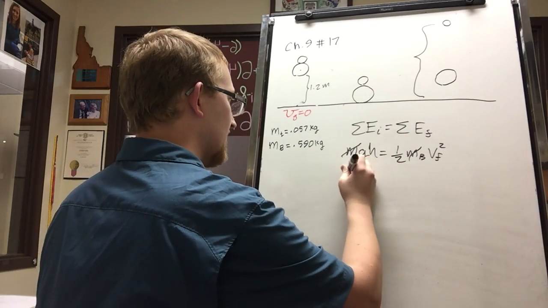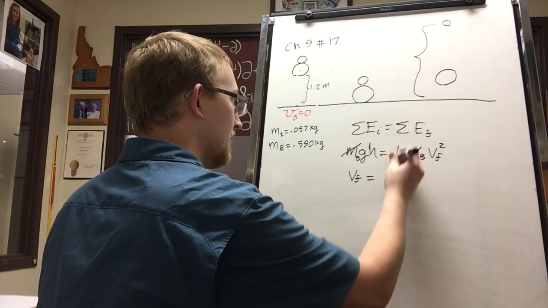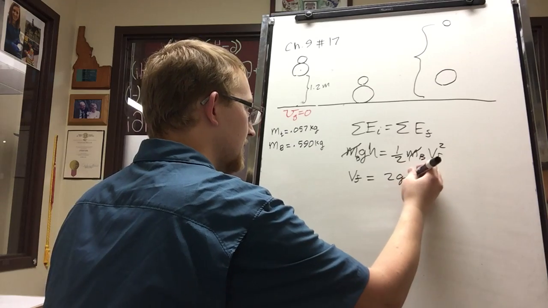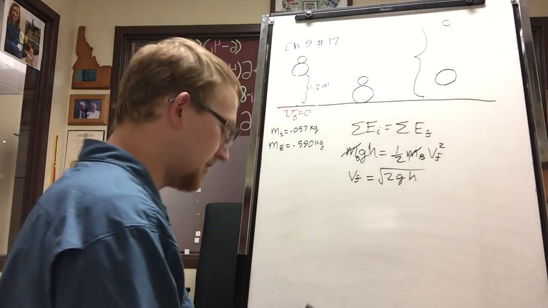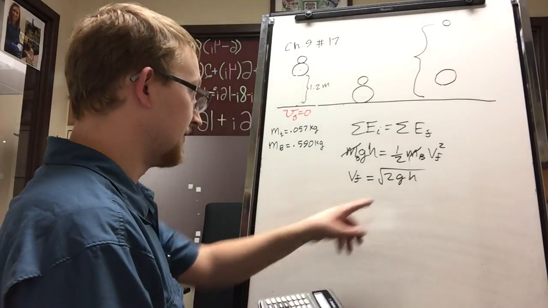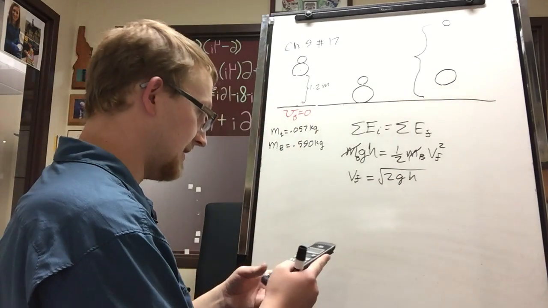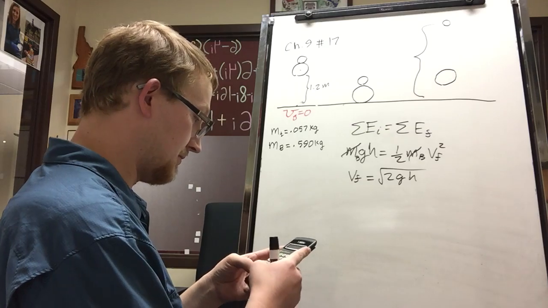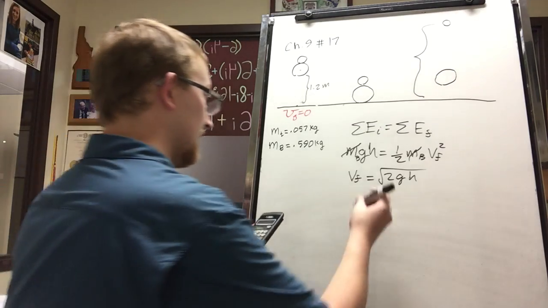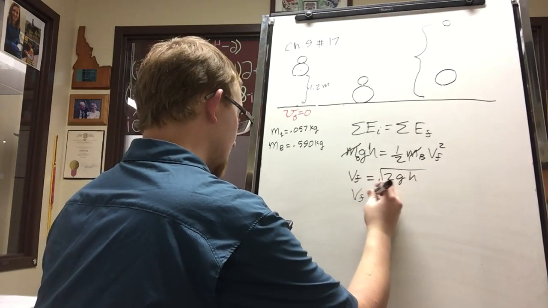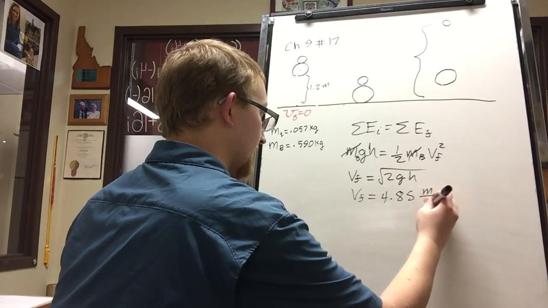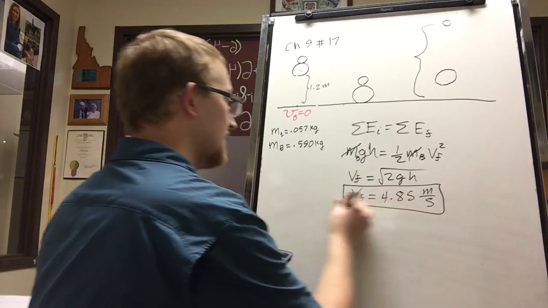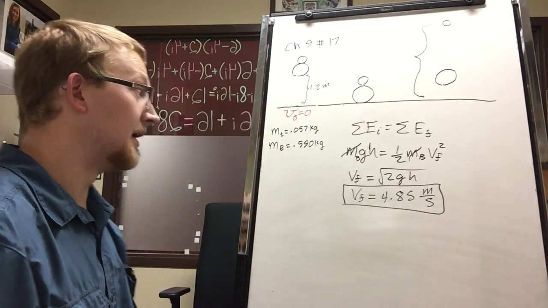So the system will reach that velocity together. And if you'll see here, we're solving for v final. Multiply over the 2 gh under the root. And so part A comes pretty quickly. 2 times 9.8 times our height of 1.2 gives us a v final of 4.85 meters per second. So this is part A.